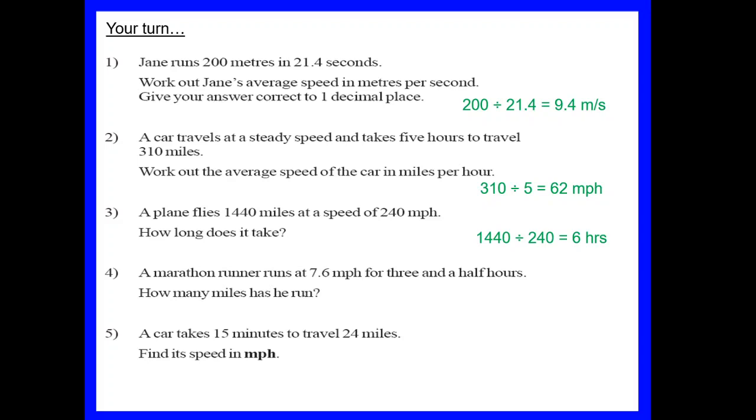For number 4, we're working out the distance, so we're going to do our speed times our time. So again, we've got to change that time of 3.5 hours into our decimal. That gives us 26.6 miles, so he's definitely run his marathon. And finally then, we're asked to find out the speed in miles per hour. So we've been given our time is 15 minutes, so we need to change that to hours, so 0.25 hours. And we've been given our distance, so distance divided by time, which gives us 96 miles per hour. Pause the video if you need to and check through those answers.